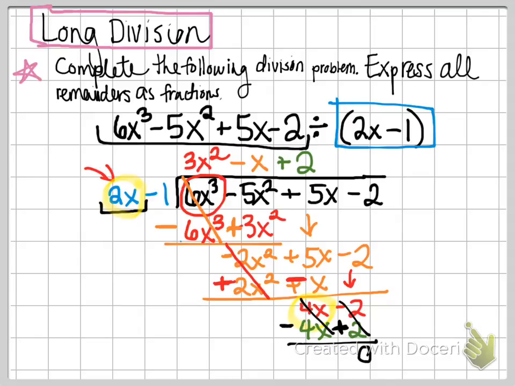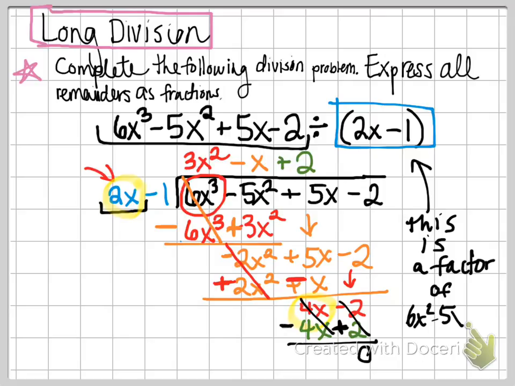So in this case, we say that this is a remainder of 0, or you could say that this is a factor of the original 6x cubed minus 5x squared plus 5x minus 2. Sorry, that got super messy.